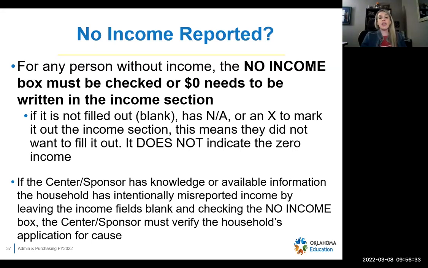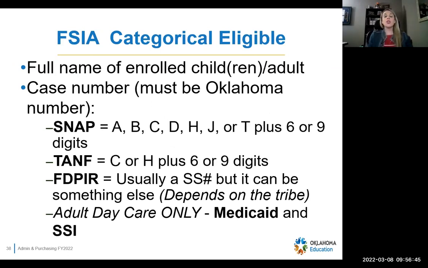Then that means that they misreported their income. Just contact your program specialist, and they can tell you how to do what we call verification for cause. So contact them and they can help you with that. So that was income application that we just talked about.